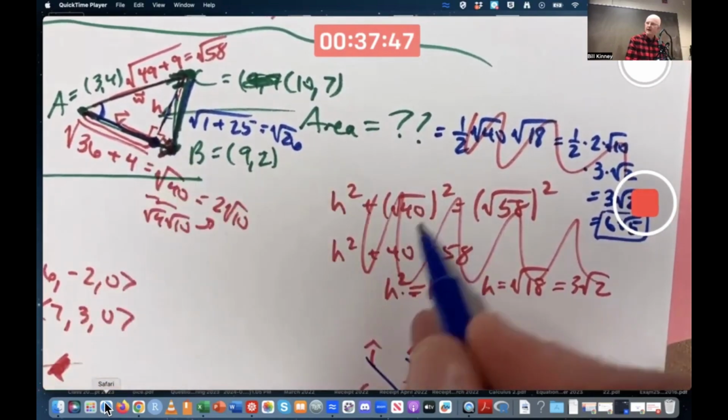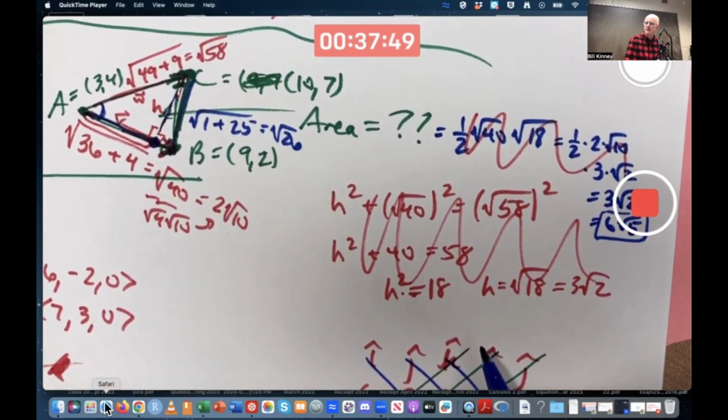right triangle that I'm trying to apply the Pythagorean theorem to find the height. The goal was to find the height here. I applied the Pythagorean theorem to the wrong triangle to find the height.